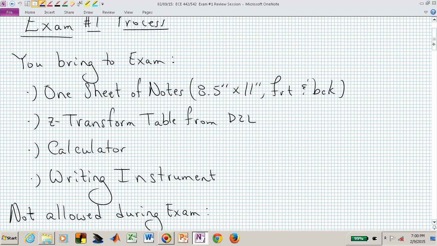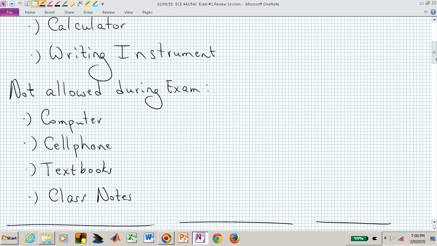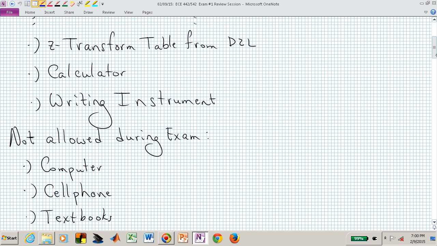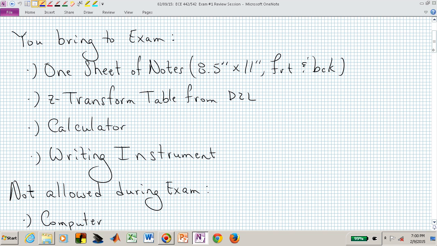I'm not going to spend a lot of time on the process. We've already talked about that in the class. It should be a copy of what we just talked about a few minutes ago: what you can and can't have. The main thing is that you can bring one sheet of notes. They don't have to be handwritten. You can have your own Z-transform table. It doesn't have to be the one from D2L, but that's the generic one that you can work from.